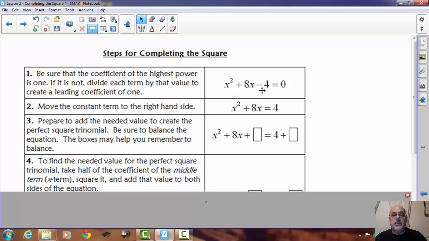The first thing we do is we get rid of the c term. You move it to the other side. So in this case, we added 4 to both sides. Then we've got to create a perfect square trinomial. So we have to force this into a situation that we can factor. Remember, whatever we add or subtract on the left, we have to do on the right as well. That's why there's these two open boxes here.